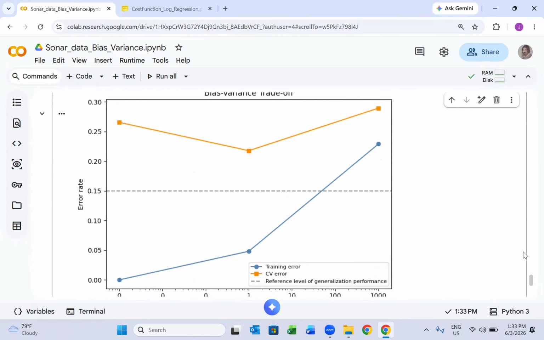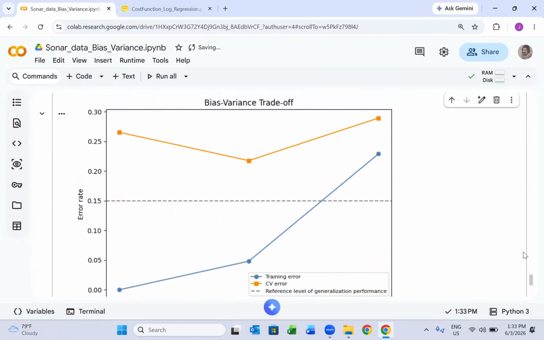Okay, I want to mention a couple of things from here. The first thing is, remember, guys, what matters in machine learning is not the training error, it is the cross-validation error or the validation error.